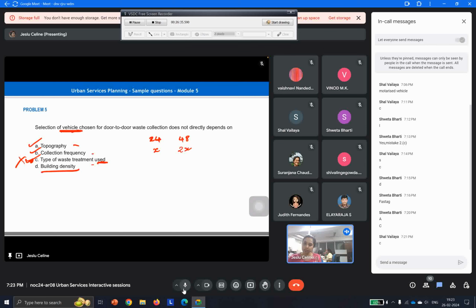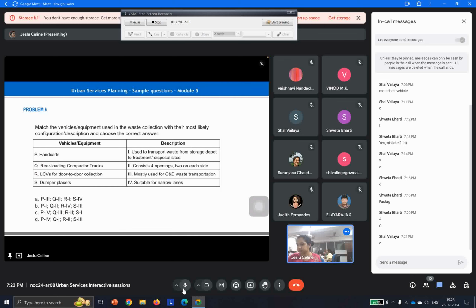Now building density, this also influences, because if it is more densely located, it means more people are residing in that region, and the waste generated will also be more. So this also influences the capacity. So both collection frequency and building density influence the volume, and hence the vehicle choice. Right. So let's proceed on to the next question.